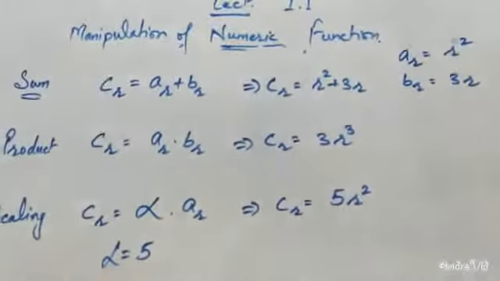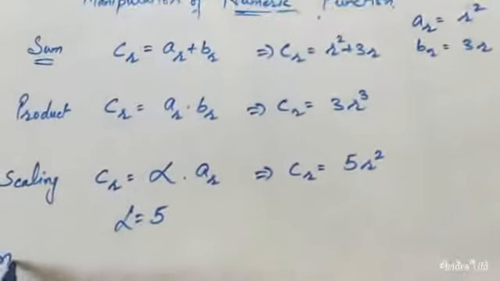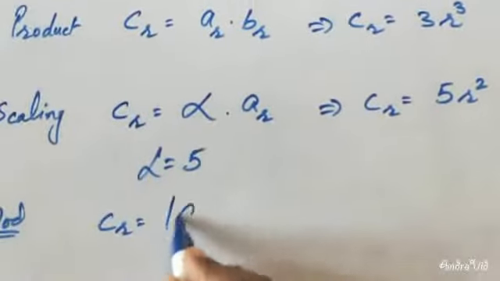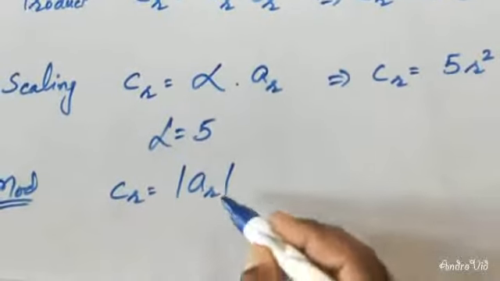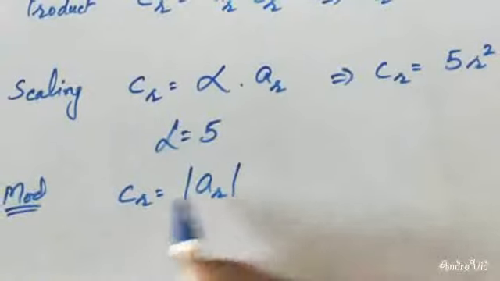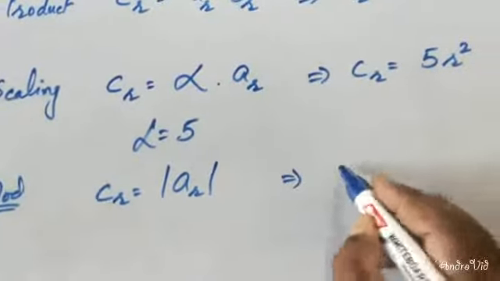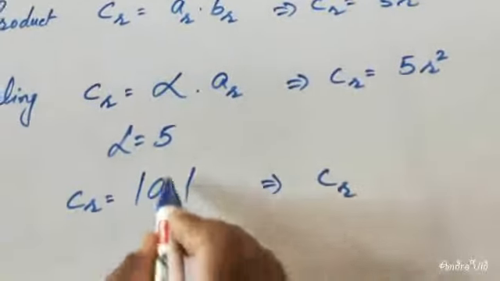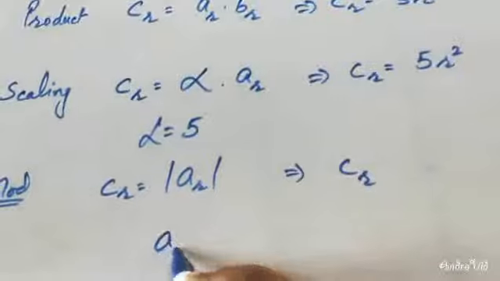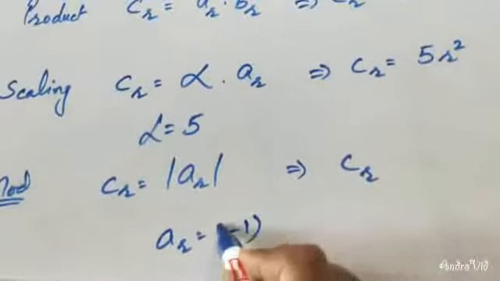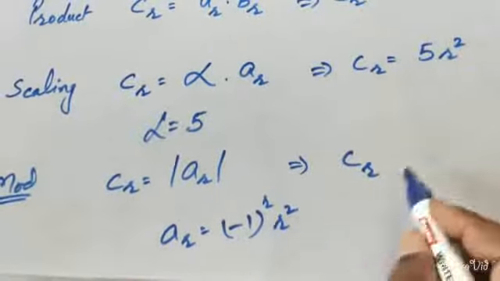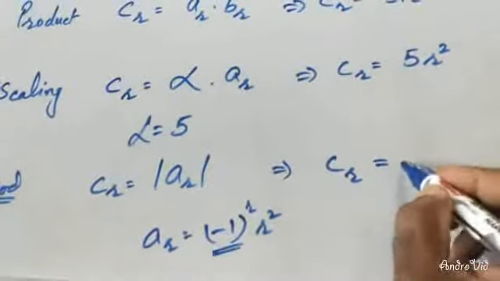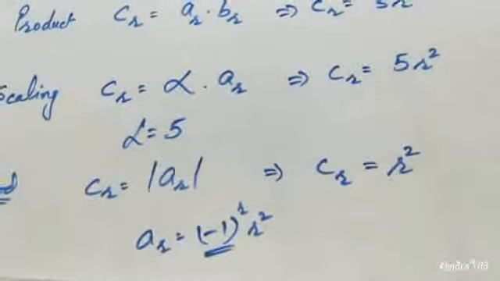One is mode. So c(r) will be mode of a(r). We know that this operation, mode operation, basically removes the negative sign if there is any from the function a(r). So if a(r) is the function minus 1 raised to the power r square, what c(r) will be containing? c(r) will remove this minus sign and c(r) will be having r square only.